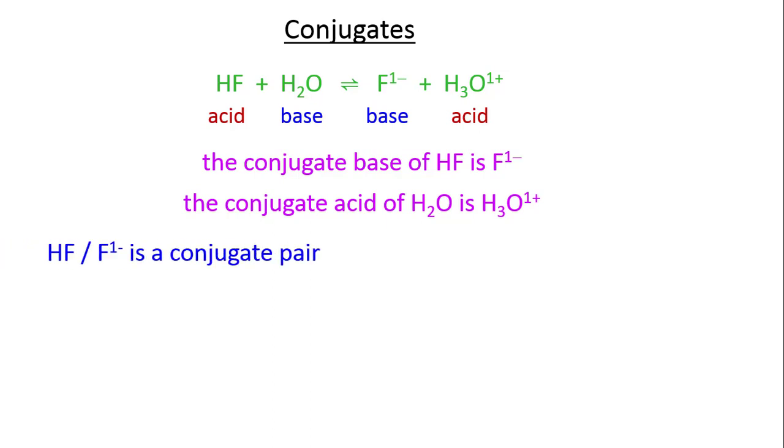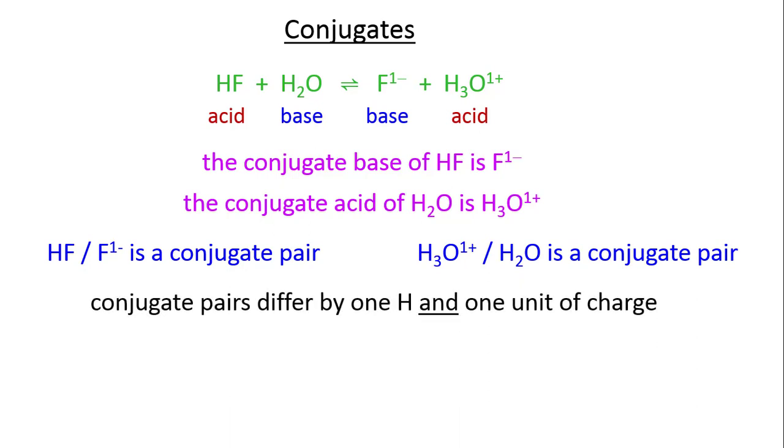The acid-base pair HF/fluoride is a conjugate pair. The acid-base pair hydronium/water is a conjugate pair. Notice that conjugate pairs differ by one hydrogen and one unit of charge. So if we have an acid, we should be able to predict the chemical formula of its conjugate base. And if we have a base, we should be able to predict the chemical formula of its conjugate acid.